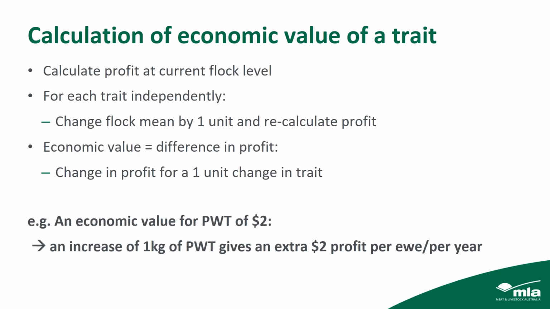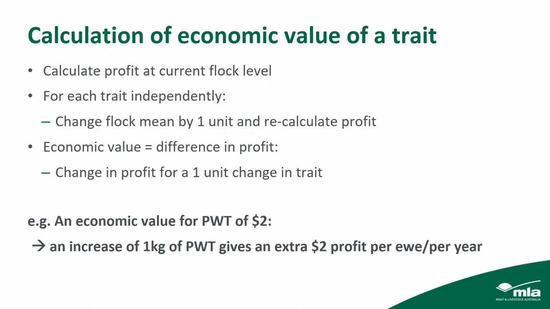So now that we've got our typical commercial flock, the next thing that we want to do is look at the current profit level. So we develop that off that typical commercial flock that we just talked about, and then to work out how economically important traits are, we independently change each trait. So we've got our flock mean, our profit level of our current flock, and then we change one trait by 1 unit, and then we recalculate the profit.